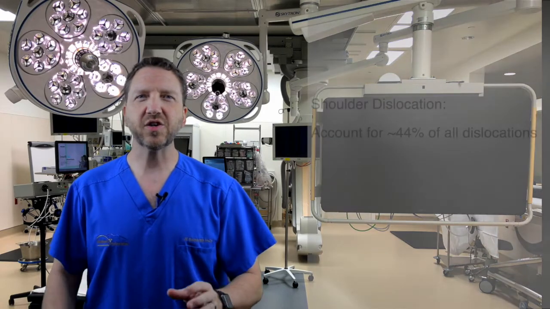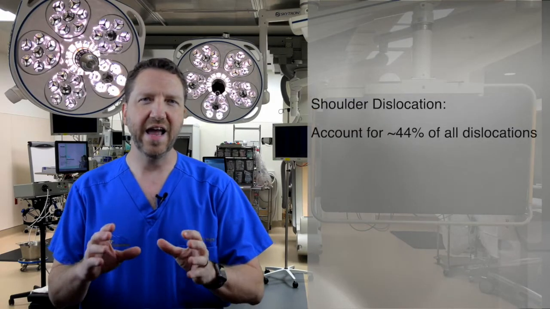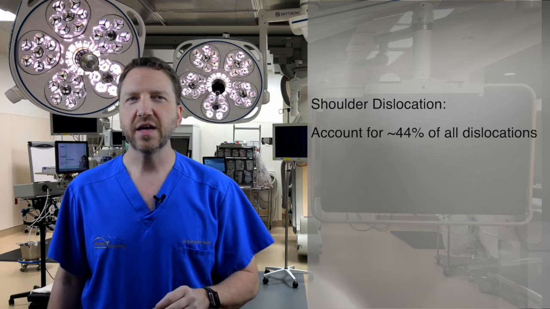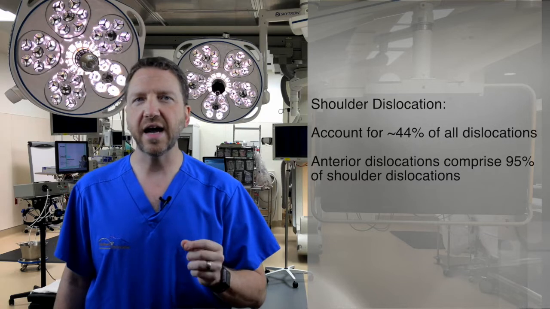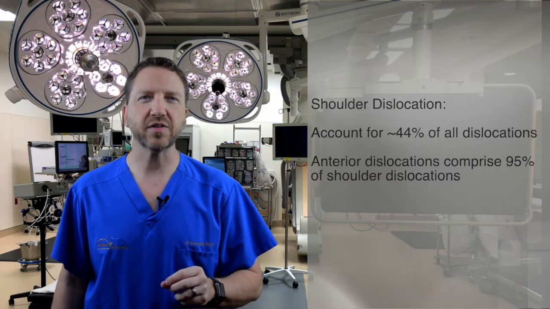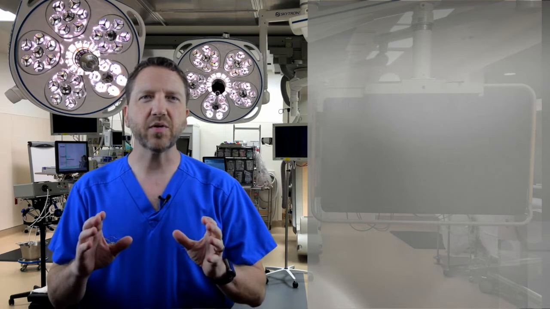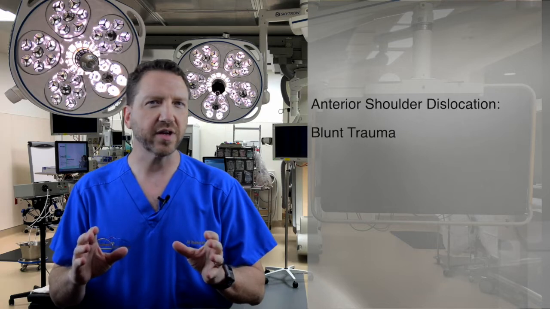Joint dislocations are common reasons for emergency room visits, and shoulder dislocations account for nearly half of all traumatic dislocations. Anterior dislocation is the most common pattern, accounting for nearly 95% of all shoulder dislocations. This occurs due to blunt trauma with the arm abducted, extended, and externally rotated.